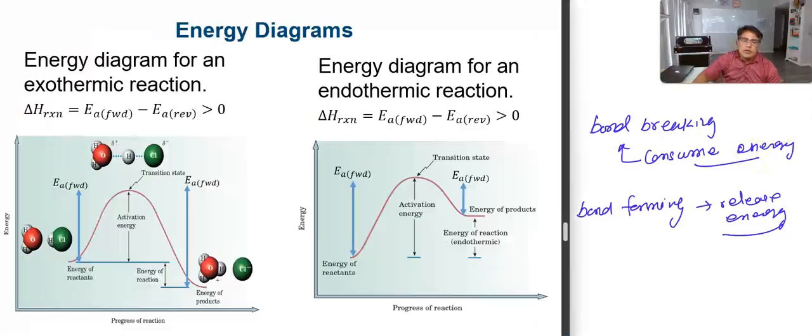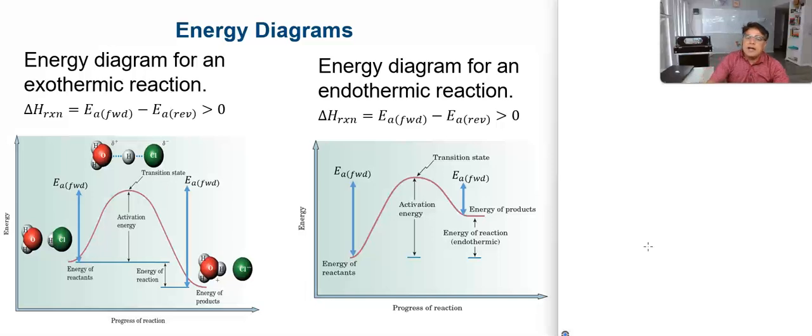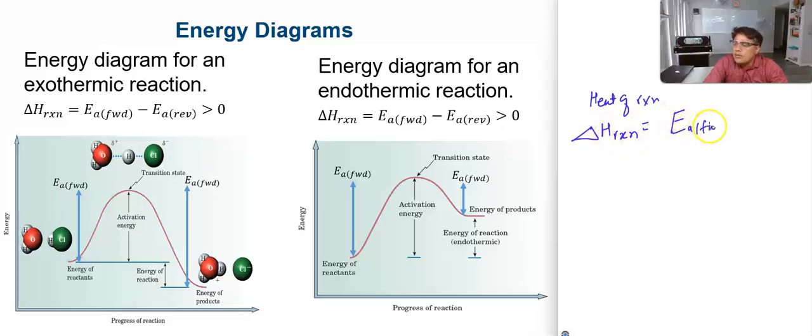So now let's look at this very important diagram, the energy diagram. Let's say delta H reaction, the heat of reaction, that is denoted by delta H, enthalpy, sometimes also called the enthalpy of reaction, is equal to the forward activation energy minus the reverse activation energy. So what is that? Look at it here.